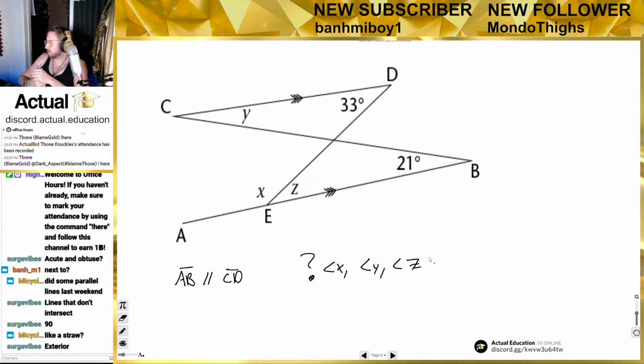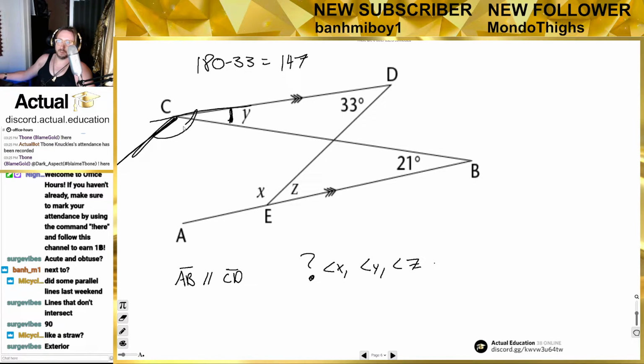So which one are you going to try and figure out first? Probably Y. Cool. How do you think you can figure out angle Y? Would you do 180 minus 33? Not quite. Let's look at this real quick. 180 minus 33, what would that equal? 147. Yeah. Does this angle look like it's 147 degrees? No. What would 147 degrees look like? It'd be really wide. It'd be like this, right?